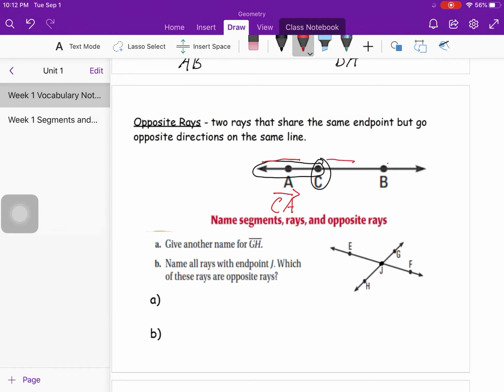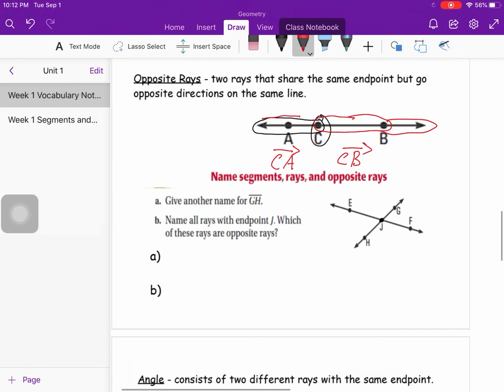And then this one right here, C is still the endpoint, but B is where the other arrow is going. So these are two opposite rays because they share the same endpoint, which is point C, but they go in the opposite direction.